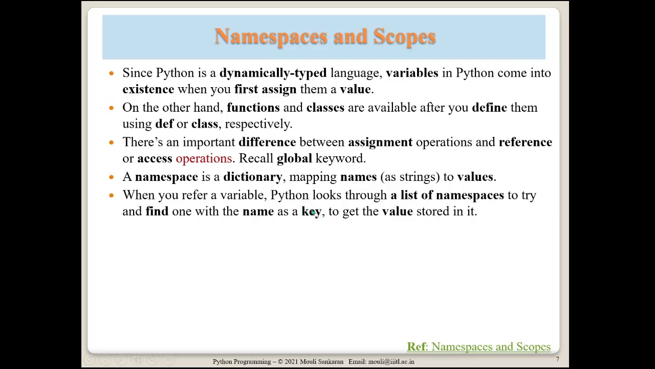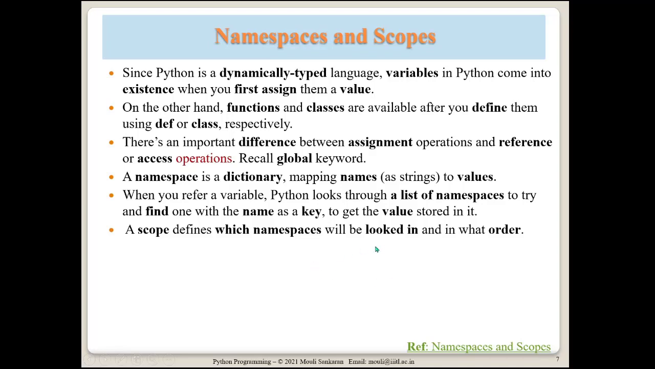So actually the compiler takes care of that and generates the bytecode, then the interpreter executes it. So it's at compile time that this happens. It goes through the list of namespaces to try and find one with a name as a key to get the value stored in it. Whatever value, if it is data, it will be a value. A scope defines which namespaces will be looked in and in what order.